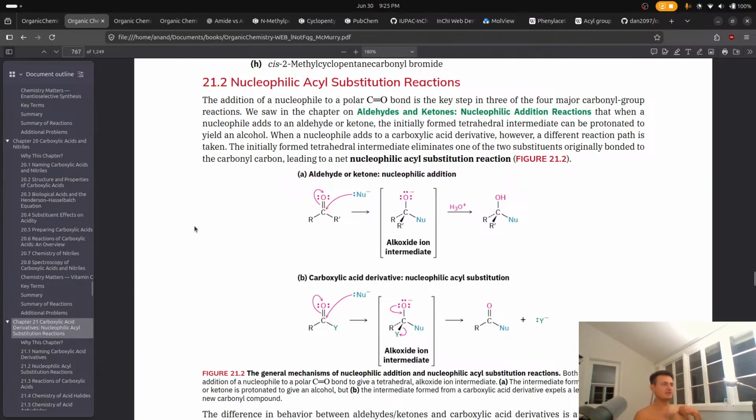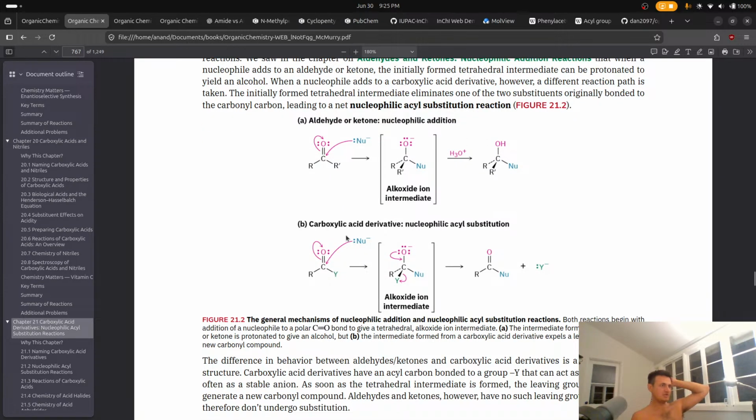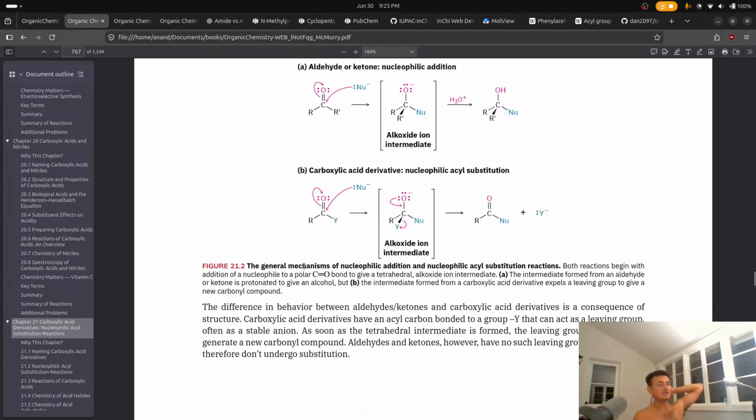So in an aldehyde or ketone, we basically just get a tetrahedral product. But here, we do substitution: in, up, down, out. In, up, down, out. That's what my prof says. The general mechanism of nucleophilic addition and nucleophilic acyl substitution reaction.